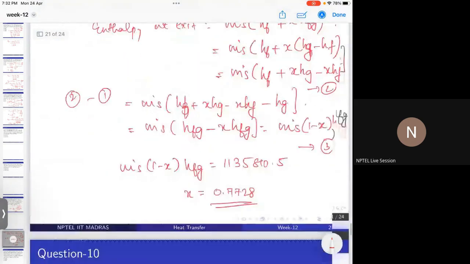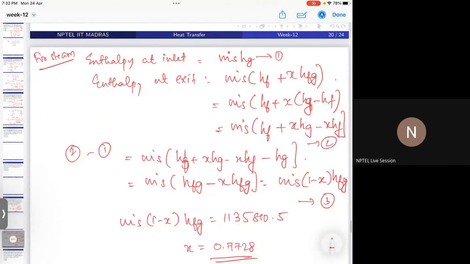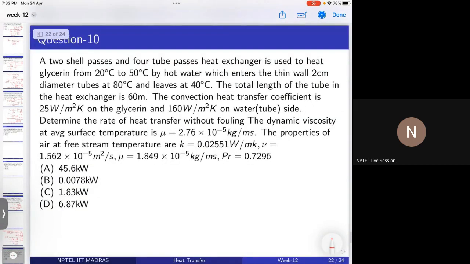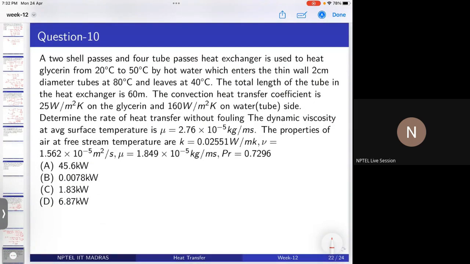Okay, I hope this question was clear. The only thing, as I told, to understand is you have to find out the change in enthalpy of the steam. That's all. Okay, I will move on to this next question.